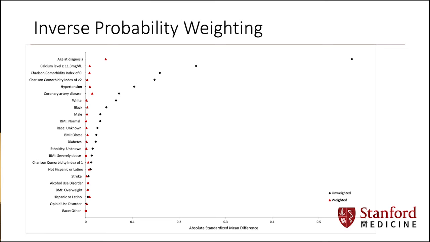So in light of these differences, we examined standardized mean differences of the covariates and used inverse probability weights to account for them. So you can see prior to weighting, marked in black here, the standardized mean differences were quite high in the covariates. But after inverse probability weighting, they were all less than 1, marked in red, which indicates good balance among the treatment groups.